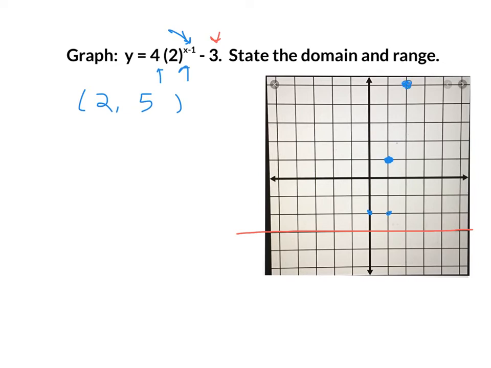And I'm going to connect my dots. And it's going to look like this right here. It's going down, down, down. So it's going to get closer and closer to the asymptote. Just like that. Now it also says type domain and range.